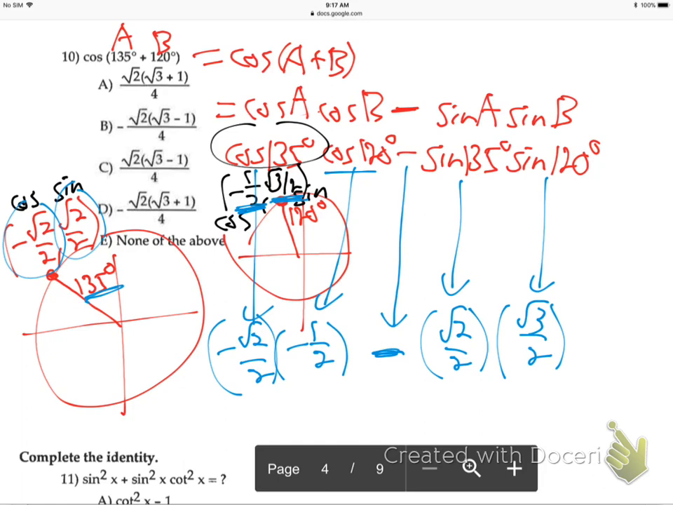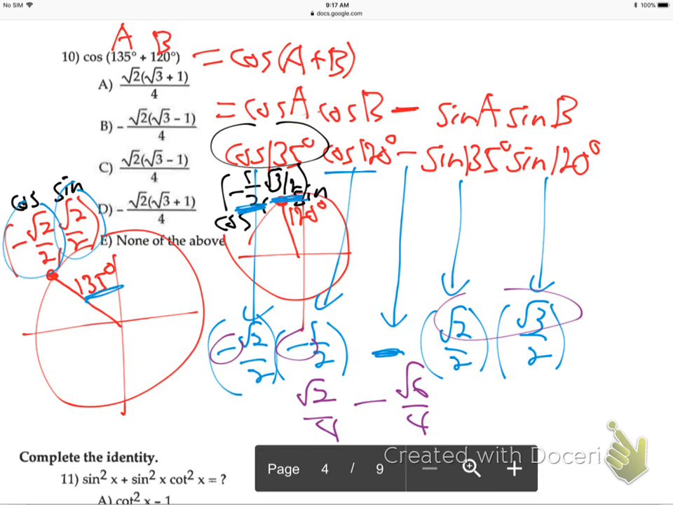So what happens then? Two negatives. Negative times negative is positive root 2 over 4, minus these guys multiplied, root 6 over 4. There we go. Which answer is that one? What is it? Oh, yeah, that's confusing, huh? Because as you look at them at first, it doesn't look like it's any of them, does it? But it's actually, what is it, D or C? Is it C? Yeah, let me grab the answer.